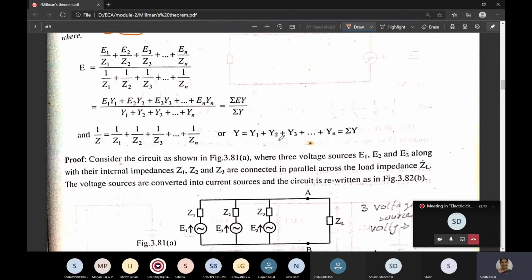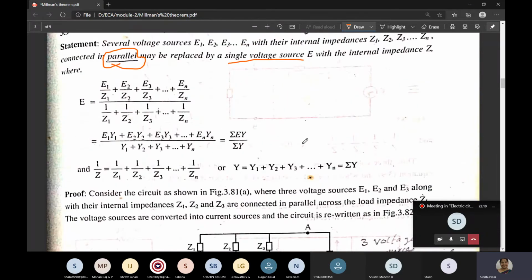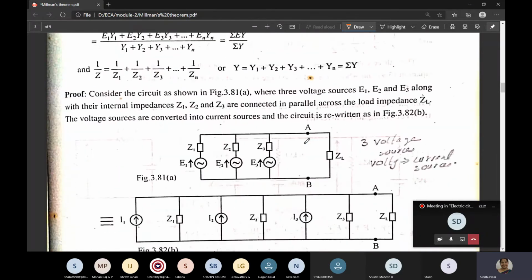Or if you write in terms of admittance, it is nothing but Y1 plus Y2 plus Y3. So this is the statement and the formula for Millman's theorem. So how to prove it?